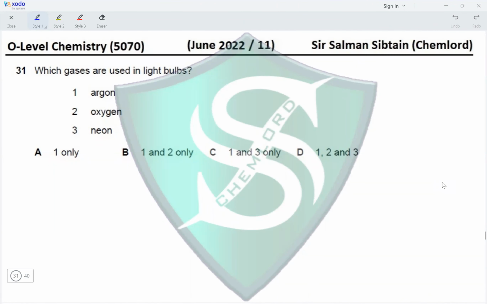Hi guys, this is O-Level Chemistry, paper 11, June 2022, question 31.